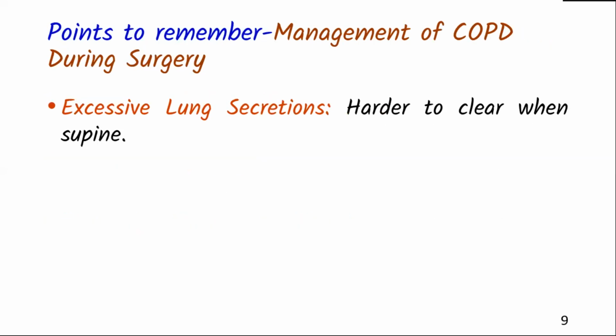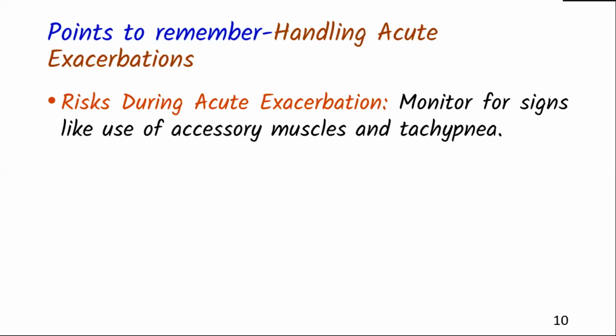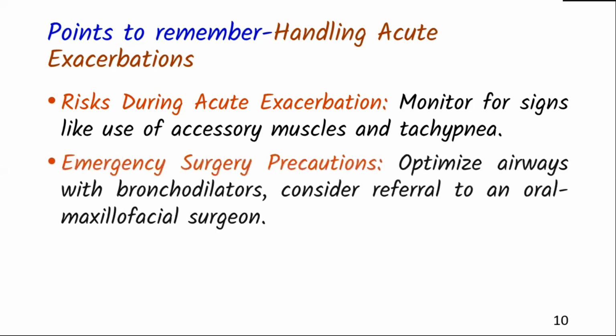Excessive lung secretions can be challenging to clear when the patient is in a supine position. Too much oxygen can decrease respiratory rate, leading to cyanosis and potential apnea. Discontinuing oxygen can help recover the respiratory rate. In cases of acute attack, question the patient about increased cough frequency or changes in sputum production. Postpone elective surgery until proper medical attention is received. For emergency surgery, use prophylactic bronchodilators and consider referral to a specialist.